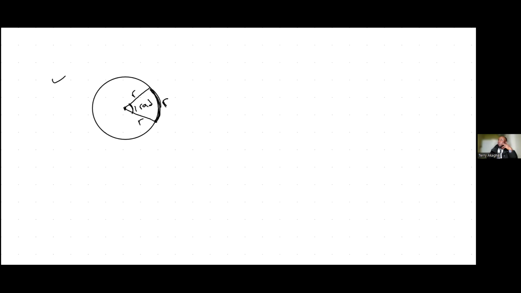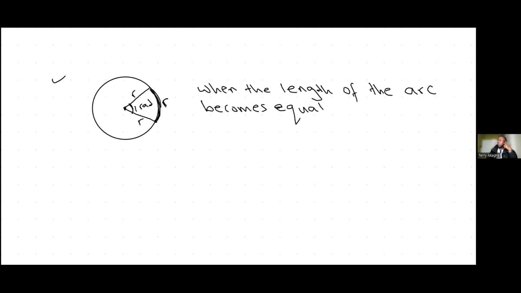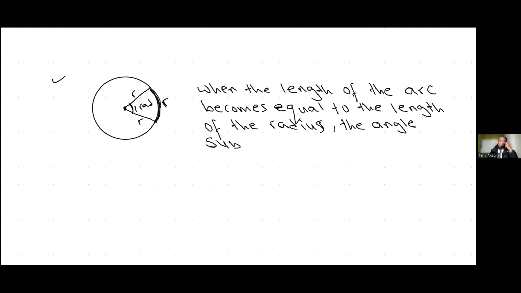So I'm going to write this down as well. When the length of an arc becomes equal to the length of the radius, the angle subtended at the center becomes 1 radian.